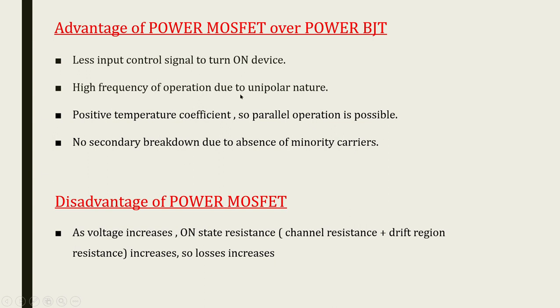And also, in case of power MOSFET, a positive temperature coefficient is there, whereas power BJT has a negative temperature coefficient.